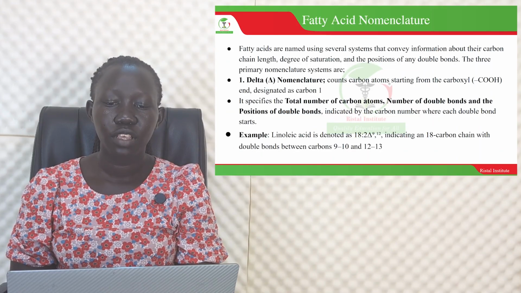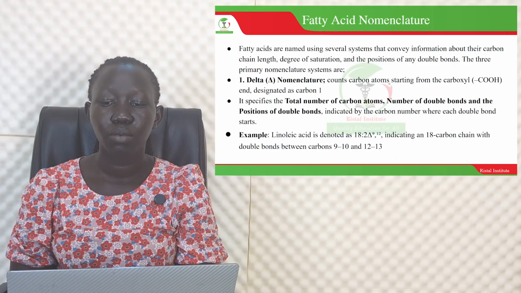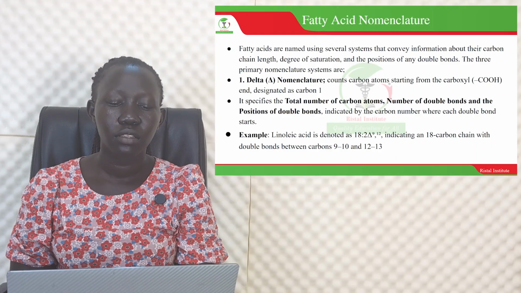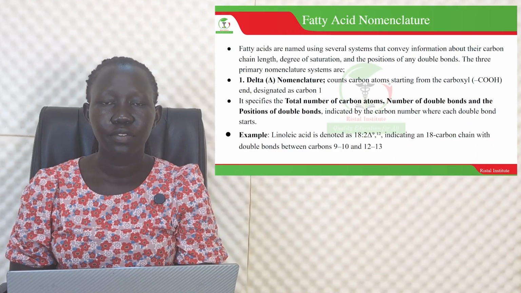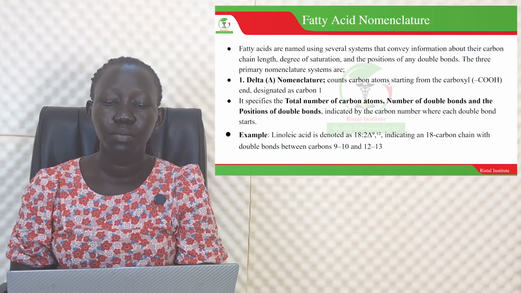Fatty acids are named using several systems that convey information about their carbon chain length, the degree of saturation, and also the positions of any double bonds. There are three primary nomenclature systems used in naming fatty acids. One, we have the delta nomenclature. This one counts the carbon atoms starting from the carboxyl end, and the carboxyl end is designated as carbon 1. It specifies the total number of carbon atoms, the number of double bonds, and also the positions of these double bonds. And this can be indicated by the carbon number where each double bond starts.